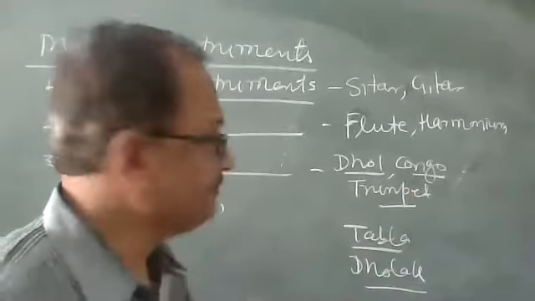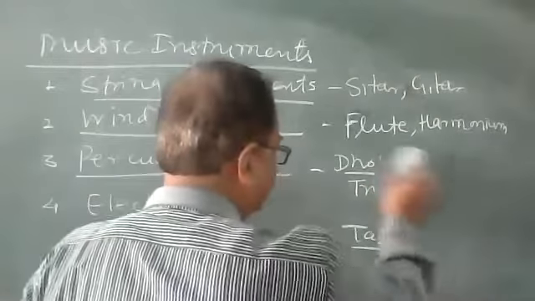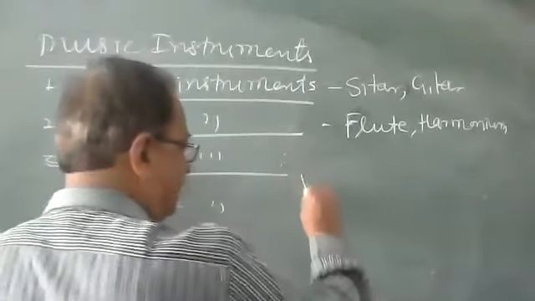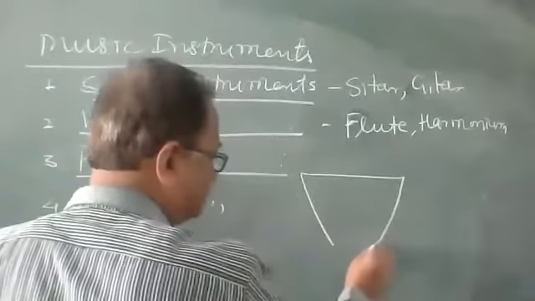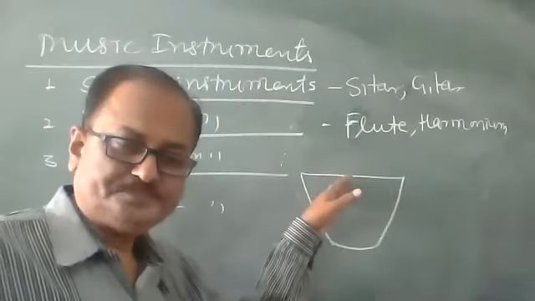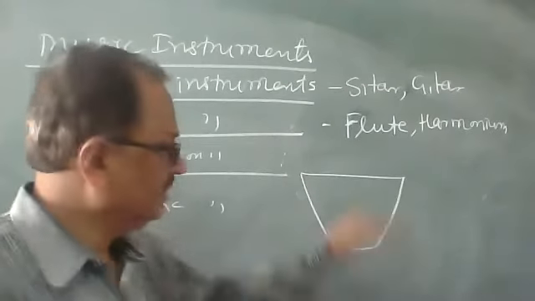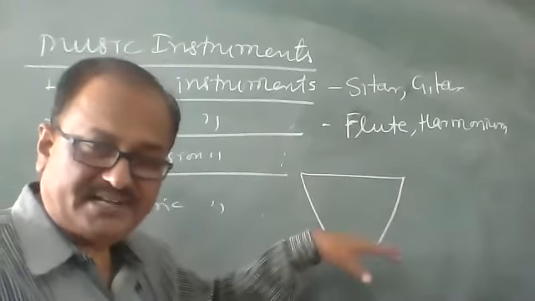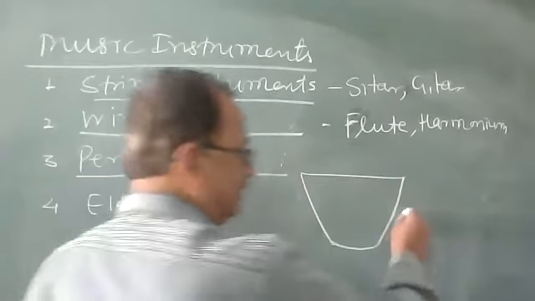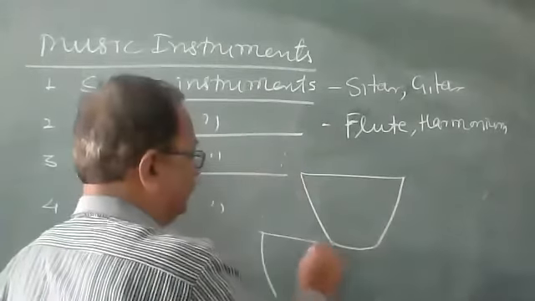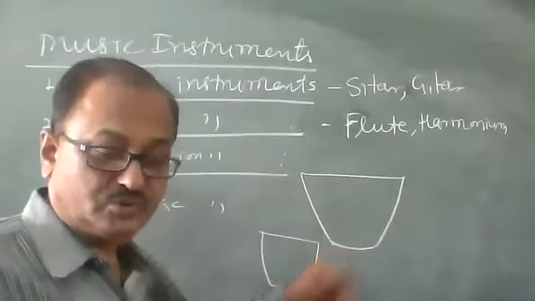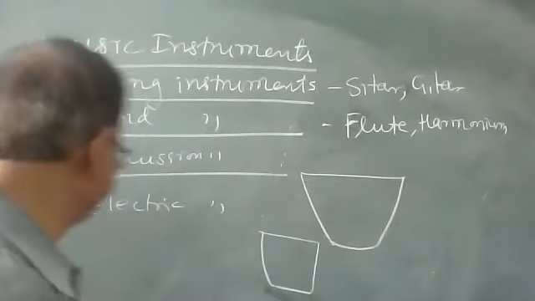So again you see, in case of tabla, it is like this, and here there's the leather or thick plastic layer, and on vibrating, on beating, it produces sound. And in tabla there is one pair, small and big, so different sound is produced.